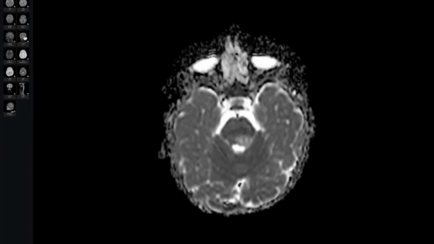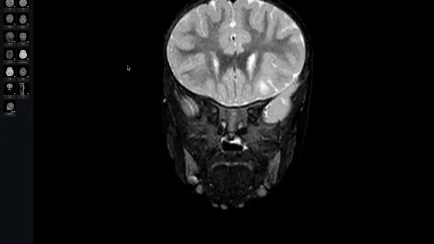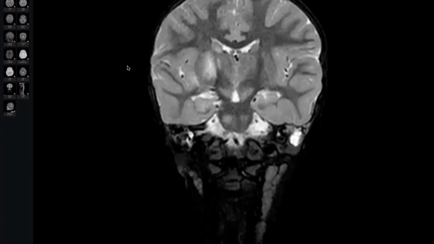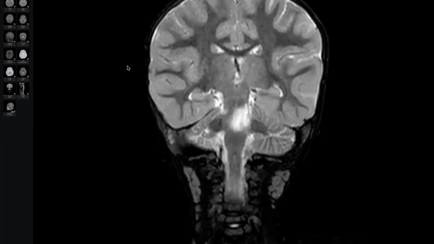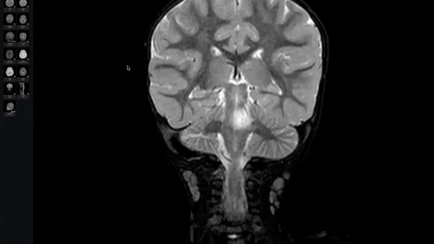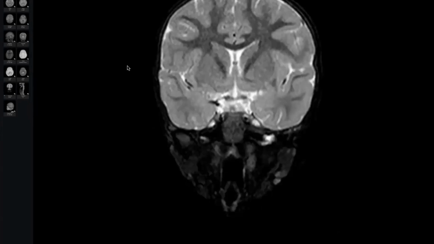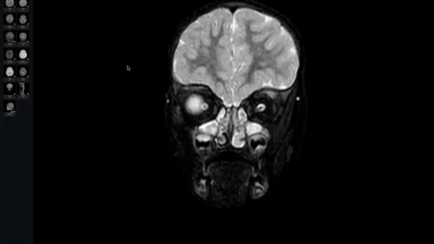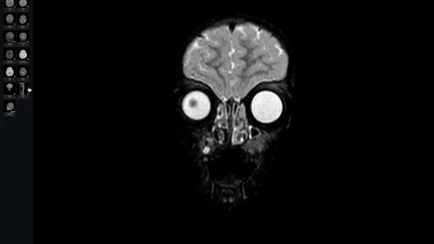You find something in T2. So it is better to ask for FLAIR or STIR. This is the STIR. What do you think? Okay, the pathology is still there. So again, my differentials would be multifocal infection or demyelinating plaques.